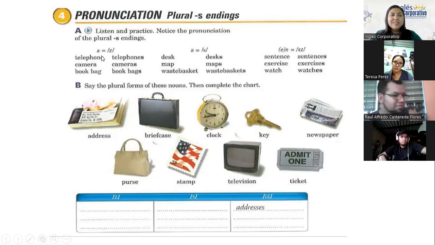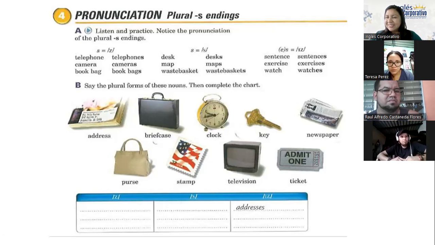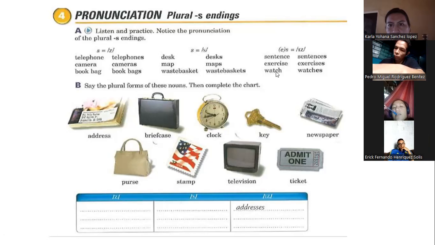For example, we have telephone, telephones, camera, cameras, book bag, book bags. Okay. We also have the desk, for example, desk, map, maps, waste basket. Okay, do it please, practice. Right, you can practice.